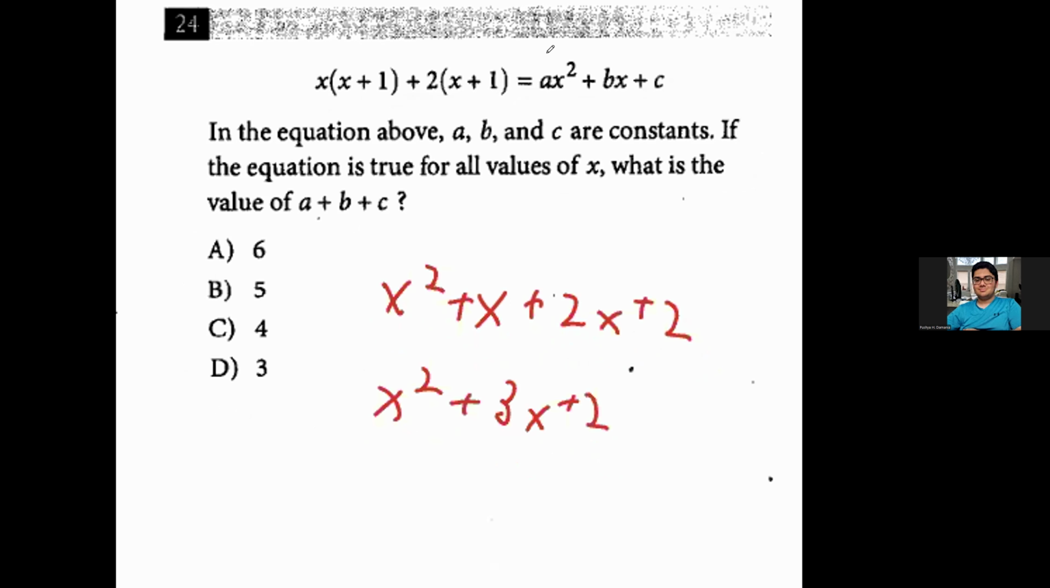So in this case, ax squared plus bx plus c, a is 1, b is 3, and then c is 2. So this would just be 6. So the correct answer is A. Okay, question 25.